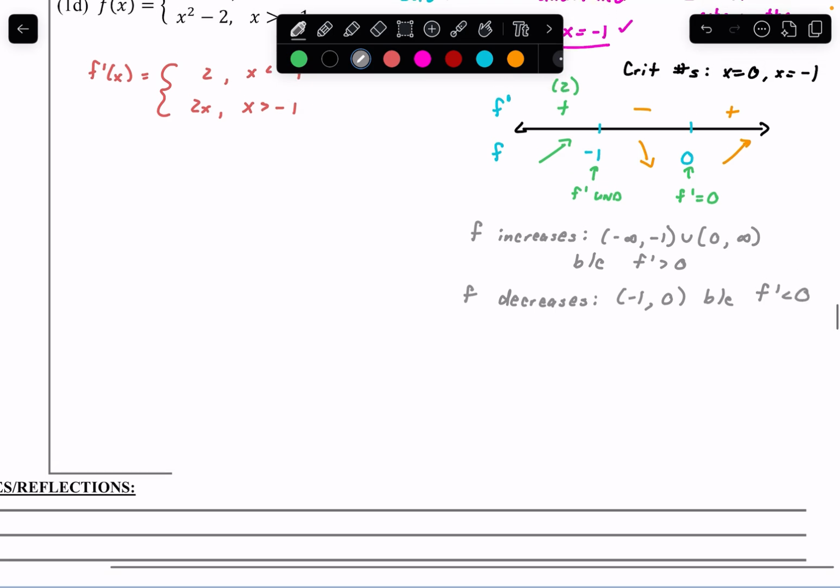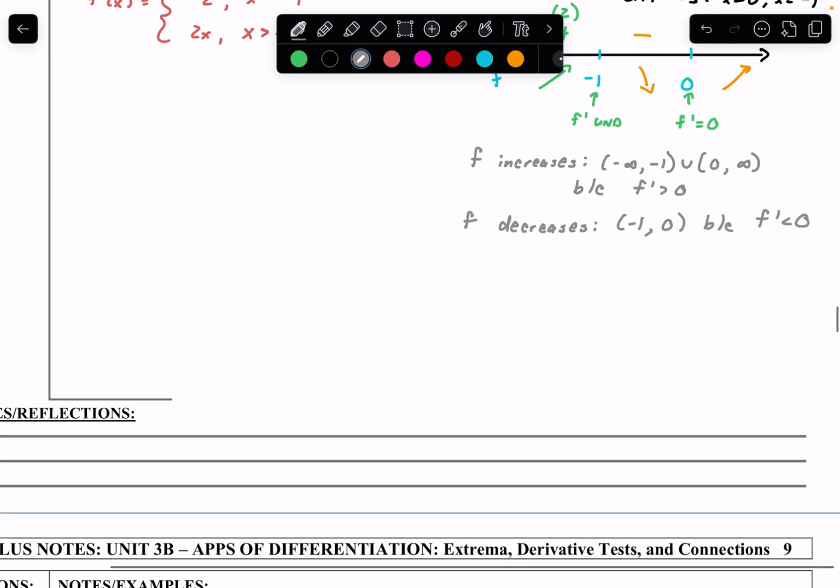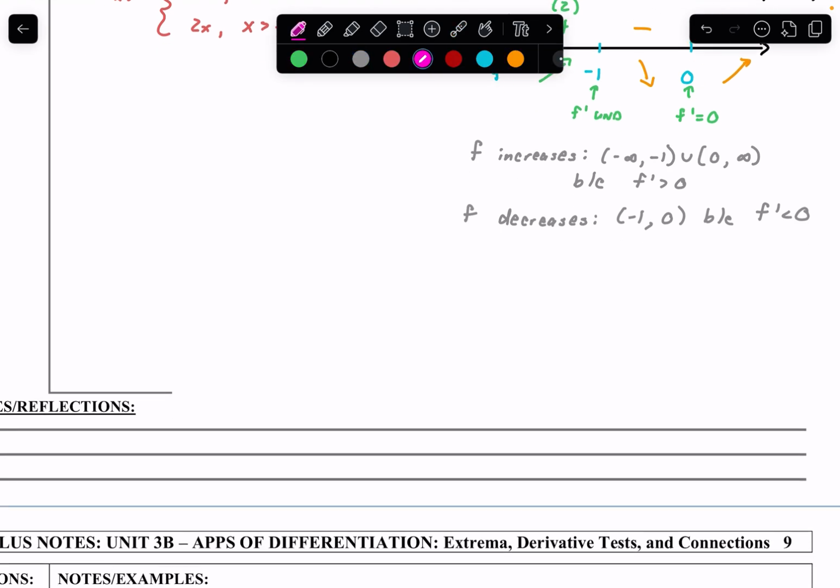And now let's look for maxes and mins. I can tell that my relative max is going to occur at -1. I should have some sort of sharp turn happening here, but definitely a max because the derivative is going from positive to negative. I have a minimum here because the derivative is going from negative to positive. So we're going to say that we have a relative maximum at x equals -1.